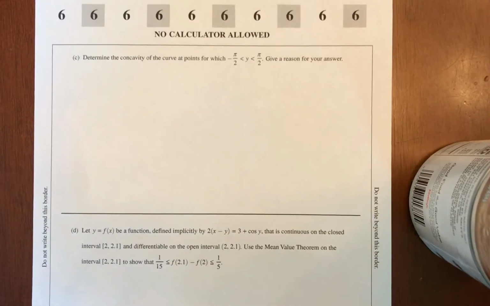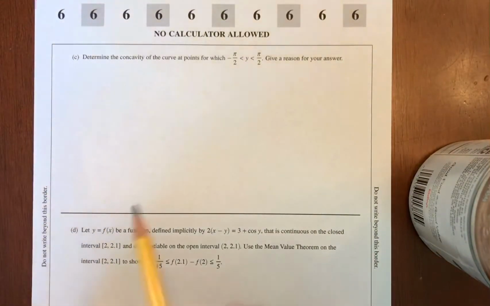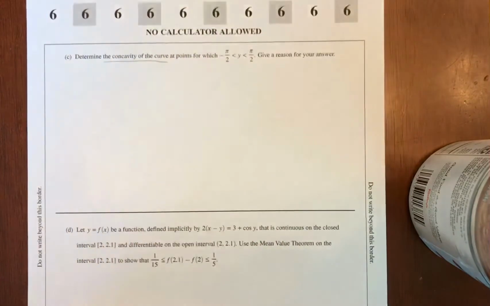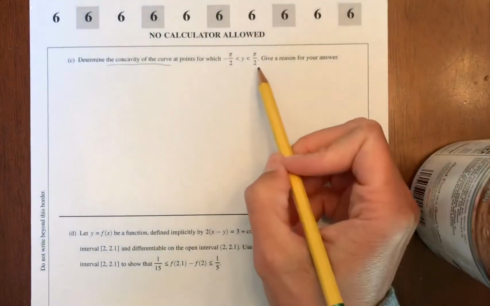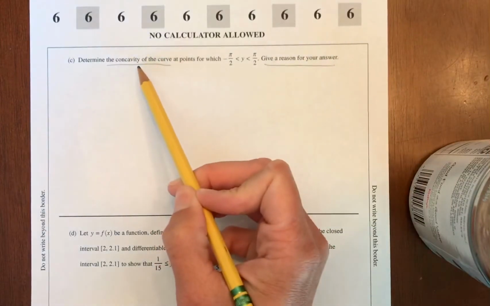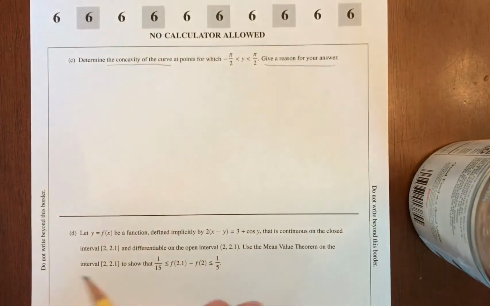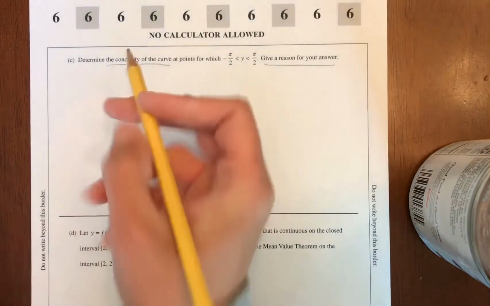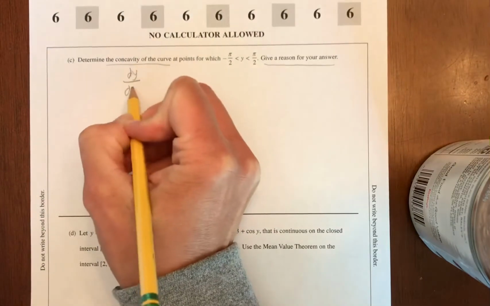All right, so for part C, we were asked to determine the concavity of the curve at the points on the interval from negative pi over 2 to pi over 2 and give a reason. So many of you knew if we're asked a question about the concavity that right away we should be trying to take the second derivative of the function. So let's write down what the first derivative was again.